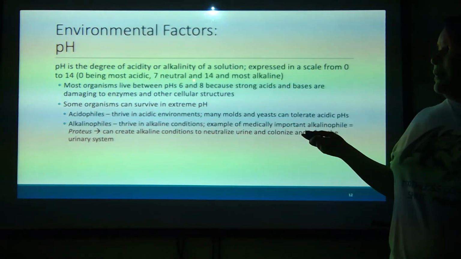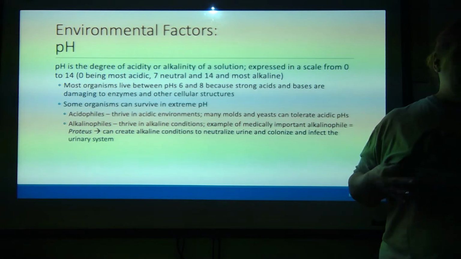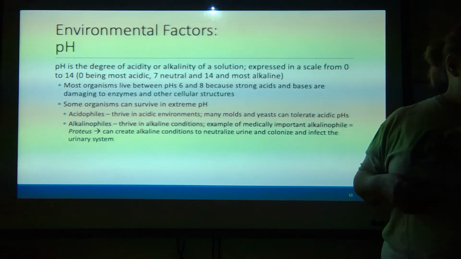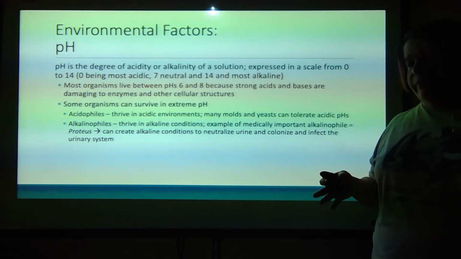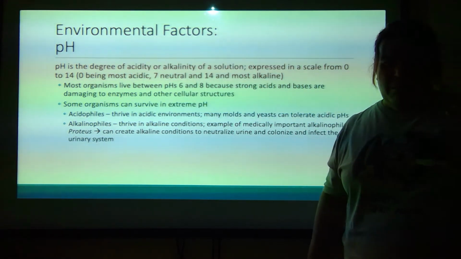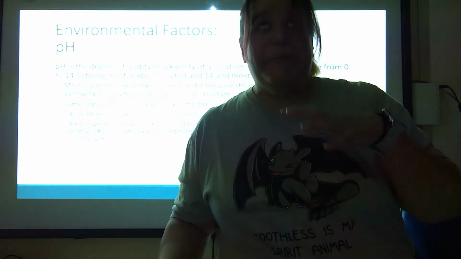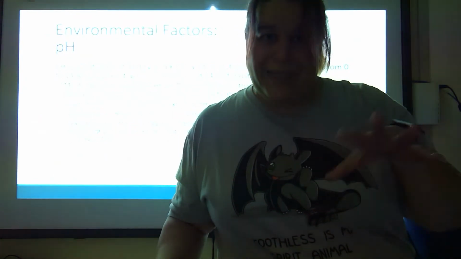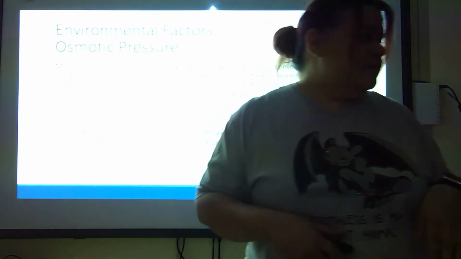Neutrophiles. So remember I said you got neutral? They're actually going to live between the pHs of 6 and 8. Most organisms live there. Another good example of an acidophile, if you've ever seen mold on an orange, any type of citrus, is going to be acidic. That would be something that would be an acidophile.